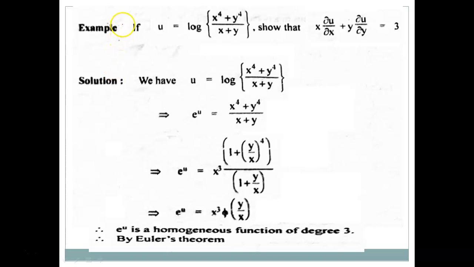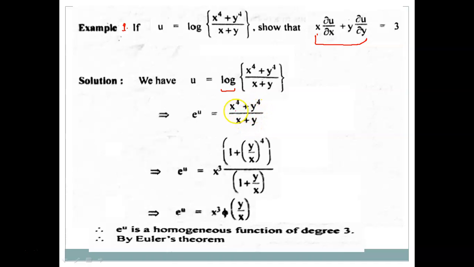Now the example 1. If u is equal to log of x4 plus y4 divided by x plus y, then show that x del u by del x plus y del u over del y equals 3. So the expression here looks like Euler's theorem. First we should check the homogeneity of this function. In fact u cannot be homogeneous here because a logarithm function is on the right hand side. So let us remove the logarithm from the right hand side. It becomes e raised to power u is equal to x4 plus y4 divided by x plus y.